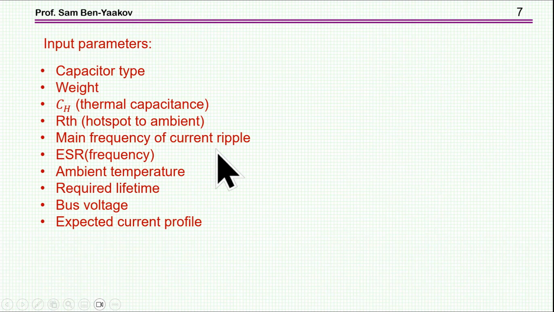So to develop the model, we need the capacitor type, the weight, thermal capacitance, the hotspot to ambient thermal resistance. Usually for these capacitors, this is given between hotspot and ambient. And then the frequency, ESR, ambient temperature, and then of course if we are concerned with a specific application, we like to know what is the lifetime that is required from this capacitor, what is the bus voltage, and the profile of the current, that is, how is the current going up and down as a function of time.